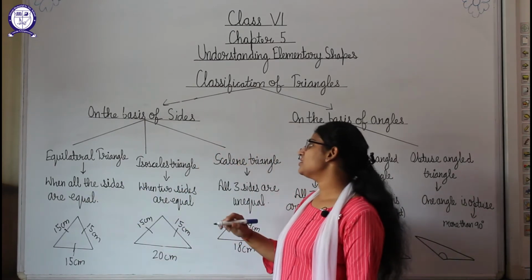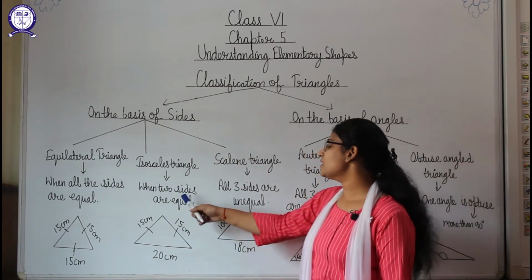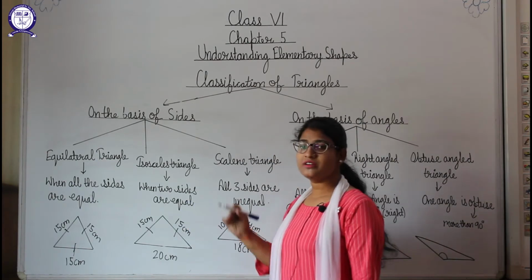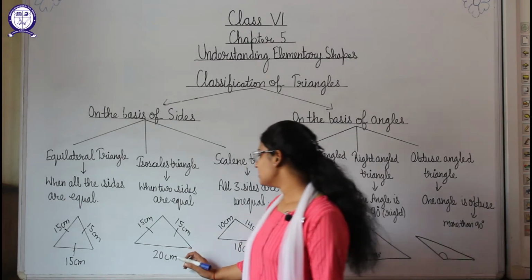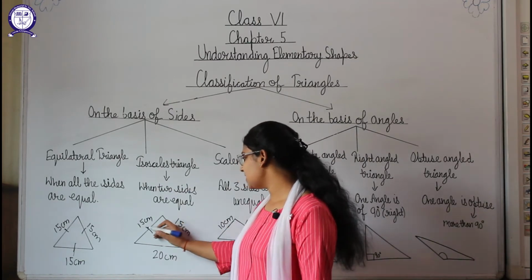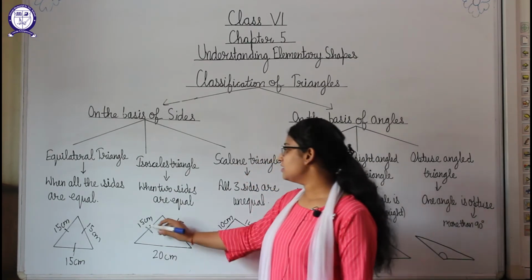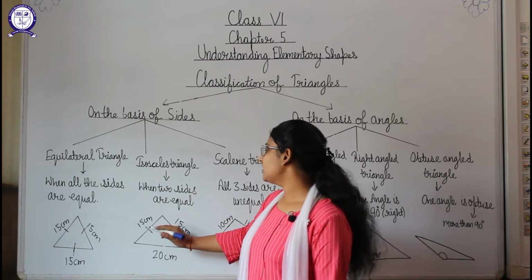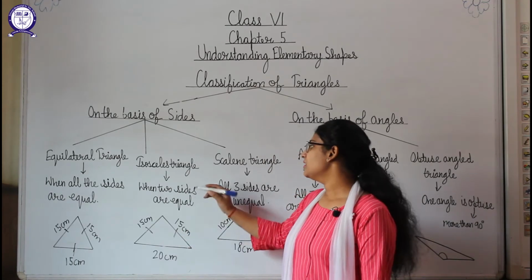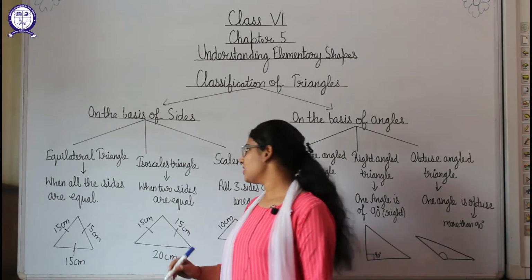Next one is isosceles triangle. In isosceles 2 sides are equal. Okay, there from the 3 sides 2 sides will be equal. You can see in this triangle this side and this side is equal, this one and this one. These two are of 15 centimeter and this baseline is 20 centimeter. It means 2 sides are equal only. So it is an isosceles triangle.